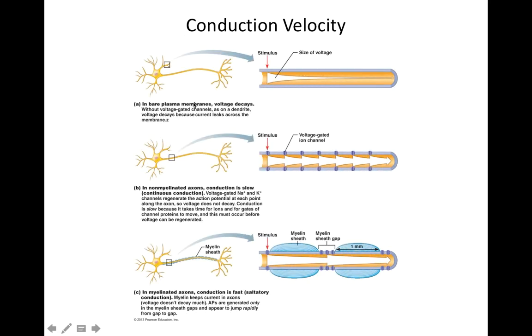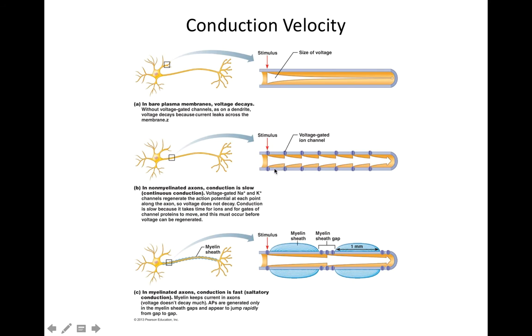So here you can see what happens on a dendrite. Here's your stimulus, and remember that it is going to decrease as it travels because we just can't get a lot of movement within here. They can only diffuse so far. Now let's compare a dendrite to an unmyelinated axon. Here you have a stimulus, and you're going to get diffusion of them.